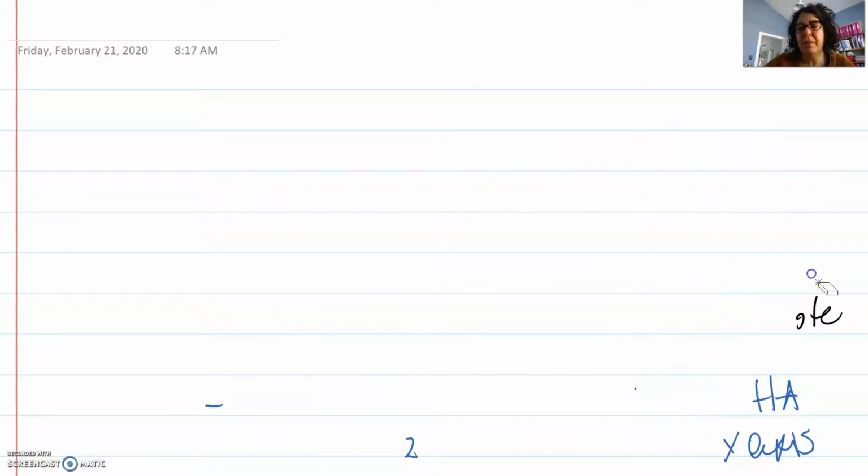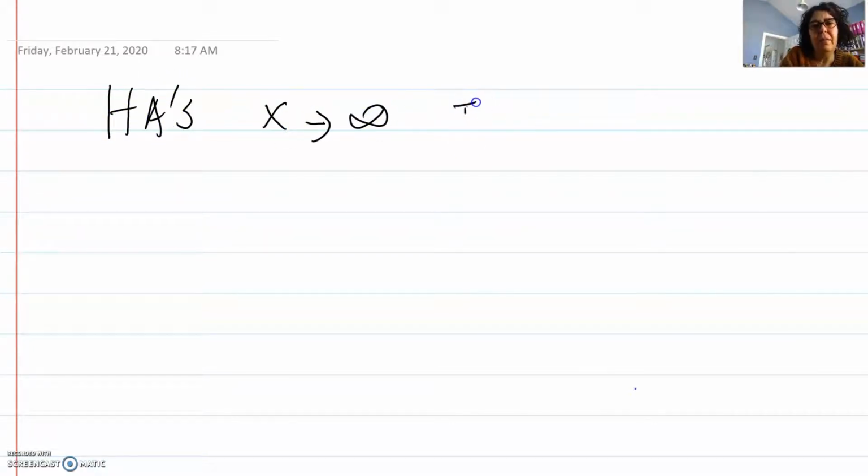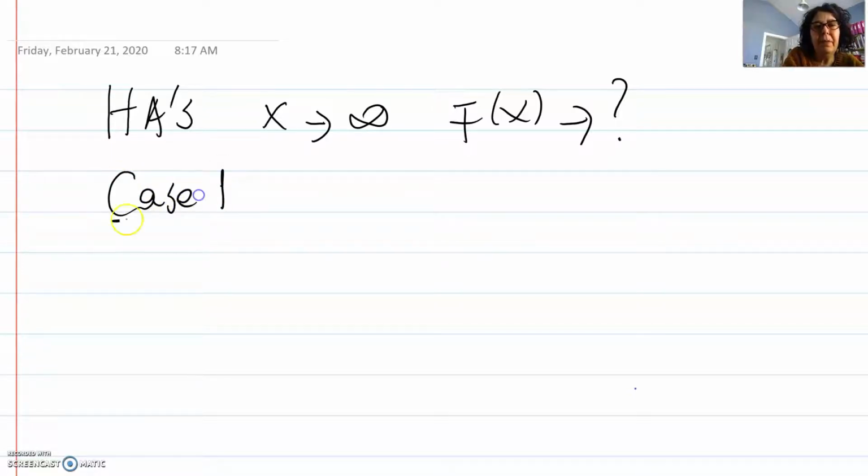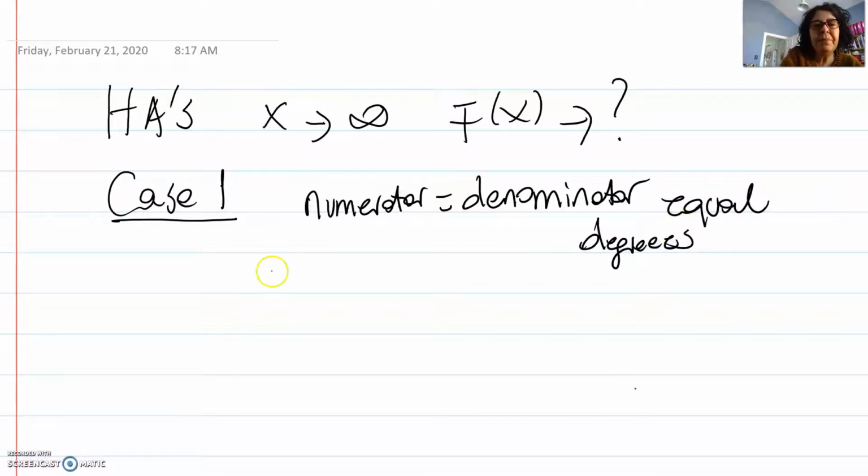All right, so horizontal asymptote is when x goes to infinity. As x goes to infinity, where does f of x go? All right, so then there are three cases. Case 1: numerator and denominator have an equal degree. Equal degrees. So then divide their leading coefficients.